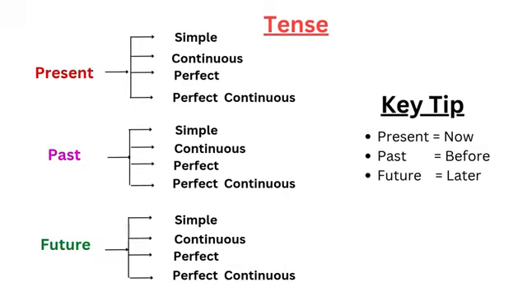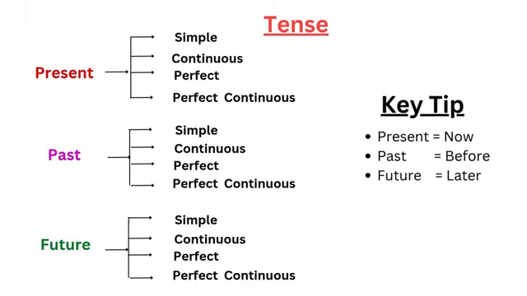Today's topic is English tenses. In English, there are 12 tenses, and each one helps us express different times and actions. These tenses are divided into three main categories: the present, the past, and the future. Within each of these categories, we have four specific forms that give us more detail about the action.